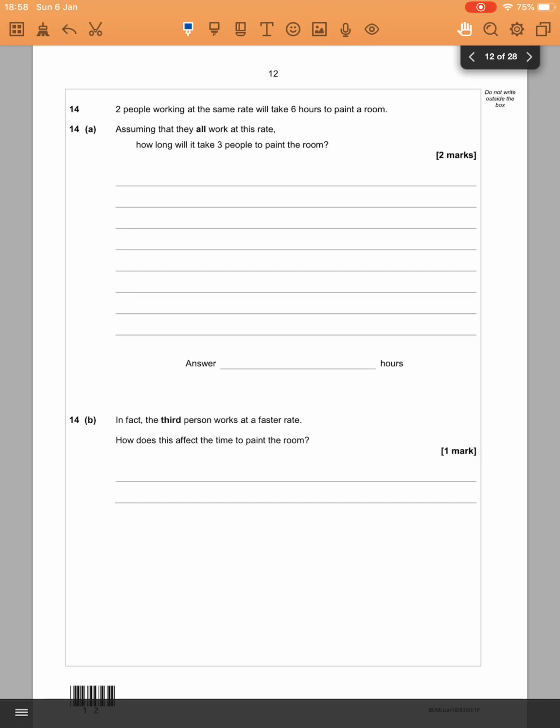Part B, in fact the 3rd person works at a faster rate. How does this affect the time to paint the room? It's a fairly obvious answer. I think most people got this right. If you've got someone who's working more quickly, then what does that do to the time taken to paint the room?